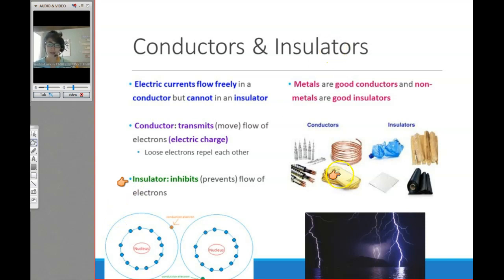That being said, metals are very good conductors, which is why we use a lot of metals to carry electricity, and non-metals are very good insulators. So let's think about this, for example. What is the inside of your charging cord for your phone made up of? Yeah, it's made up of a metal. Specifically, it's made up of copper wire, exactly.